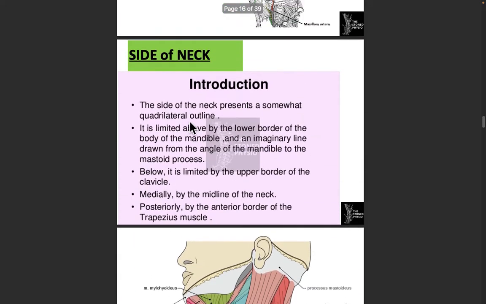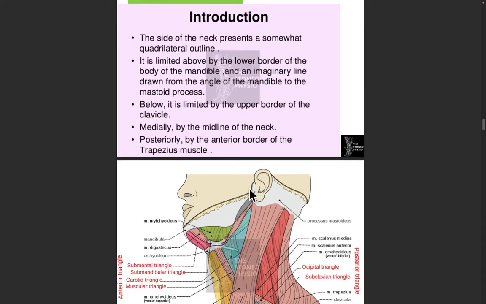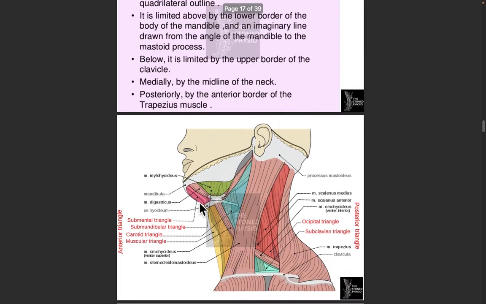Here we can see it is limited above by the lower border of the mandible and an imaginary line drawn from the angle of the mandible to the mastoid process. The combination of the imaginary line along with the inferior border of the mandible makes the upper border of this quadrilateral. Anteriorly the midline of the neck, inferiorly the upper part of the clavicle, and posteriorly the anterior border of the trapezius.